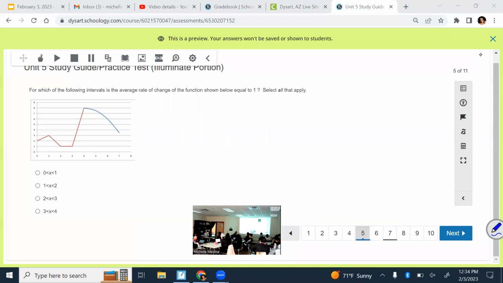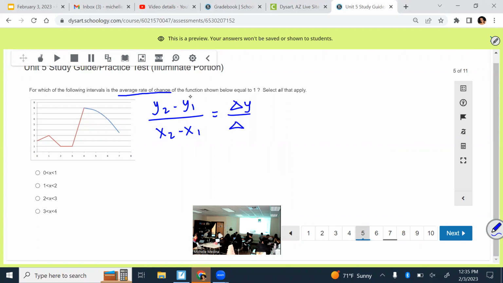Now, average rate of change should trigger a certain formula in your head, right? What is that formula? Good, you could do this formula, or I think because we're dealing with this, where it wants to know which one is equal to 1, I think this one might also be useful: the change in y divided by change in x. But they both mean the same thing. So I could process of elimination some areas of my graph because it wants my average rate of change to be equal to 1.